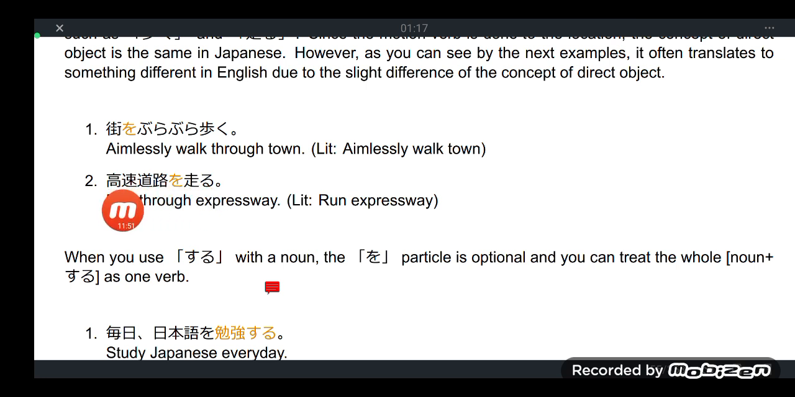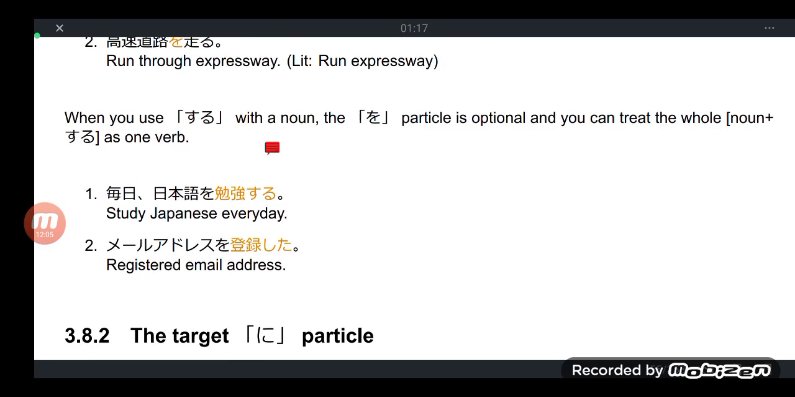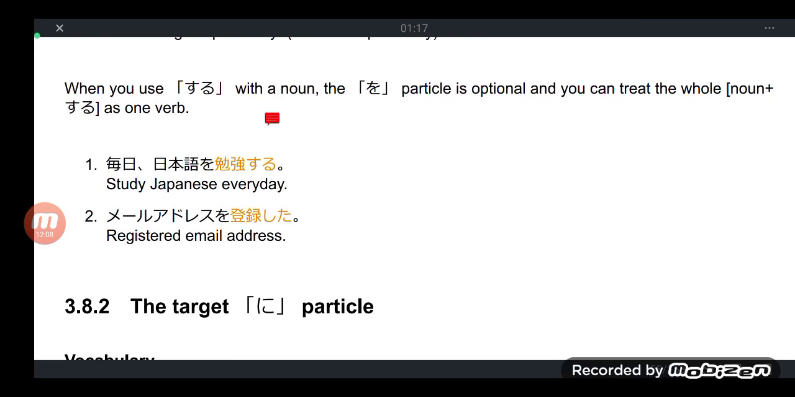Kosokudoro is a high speed road, and then hashiru is the transitive verb, and here comes the wo: run through the expressway. Kosokudoro wo hashiru. And then this particular part only tells that wo is not only applicable to regular verbs but also to suru verbs. Now, what are these suru verbs? Suru verbs came from nouns capable of being transformed into suru verbs.